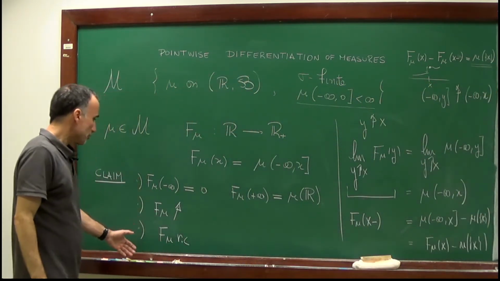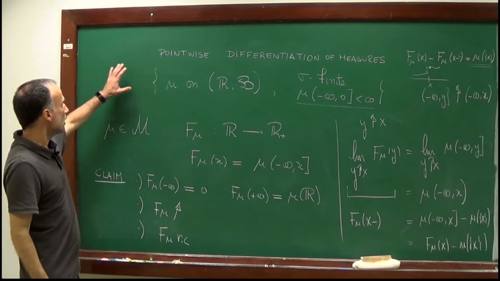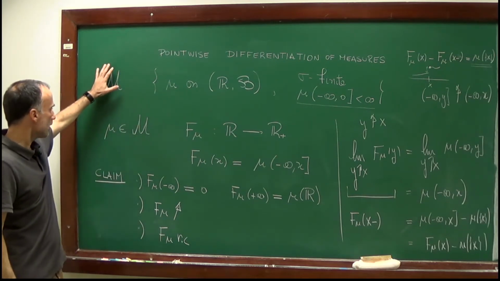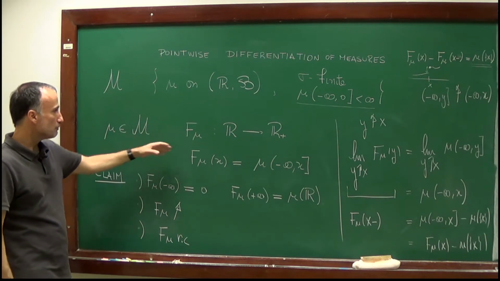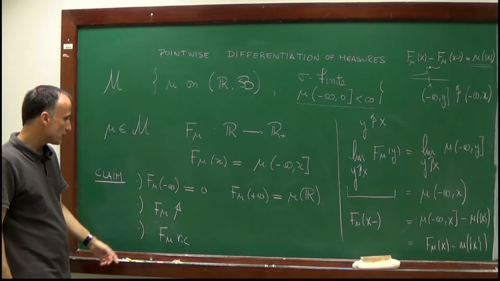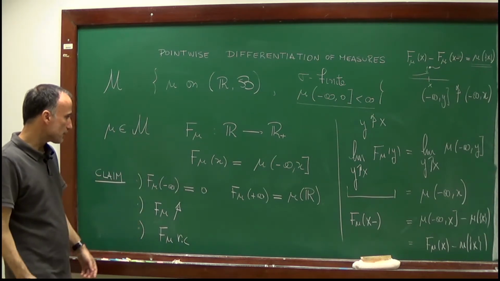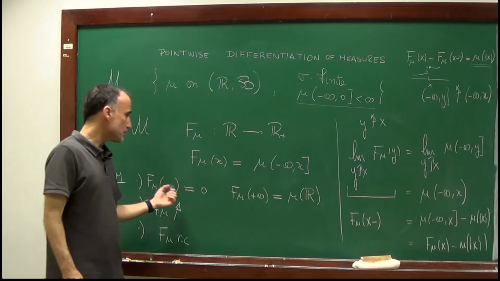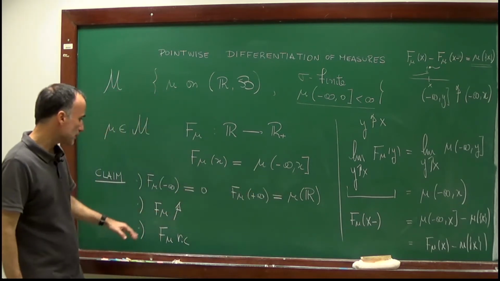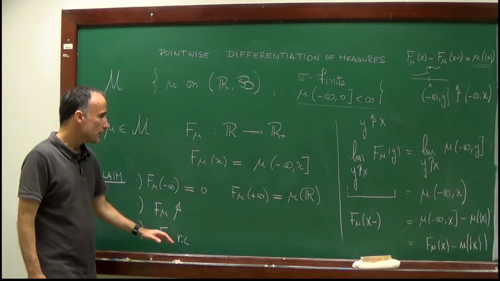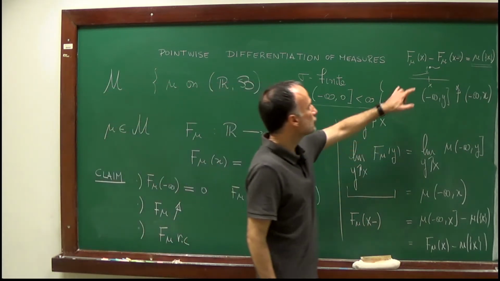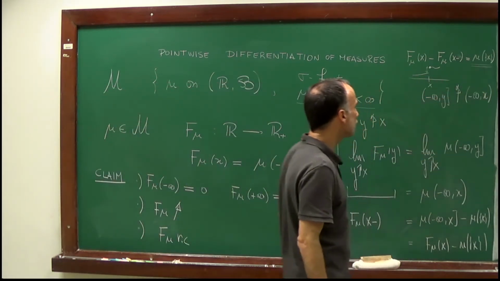So these are the properties of the function. Once you have a measure mu in this set M, you can define a function f_mu by this formula, and we proved four properties of this function: that the limits at minus infinity and plus infinity are given by this expression, that it's monotone, that it's right continuous, and that the jump is given by the measure of the point.